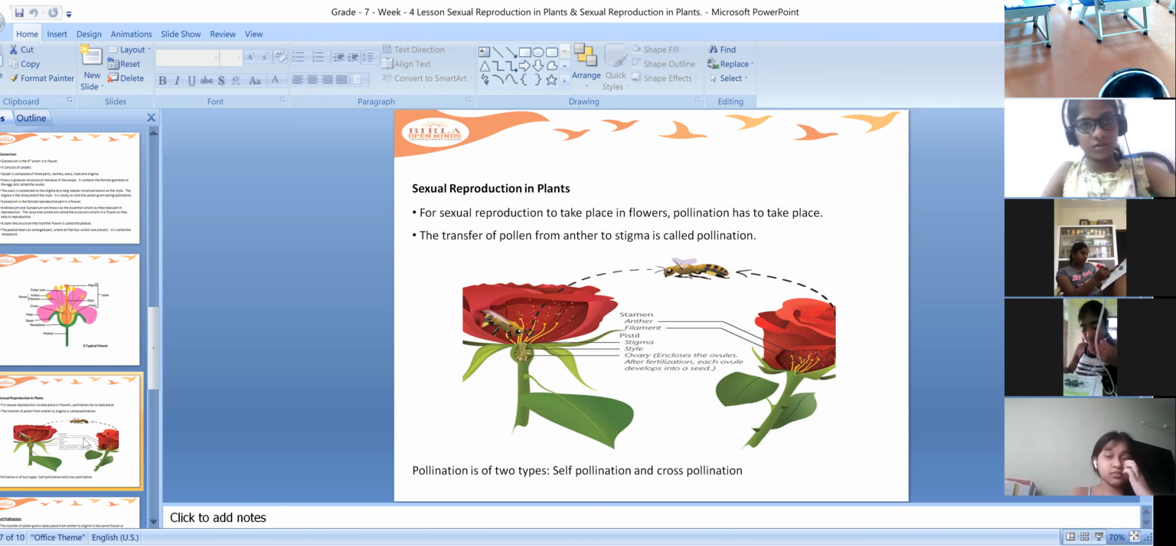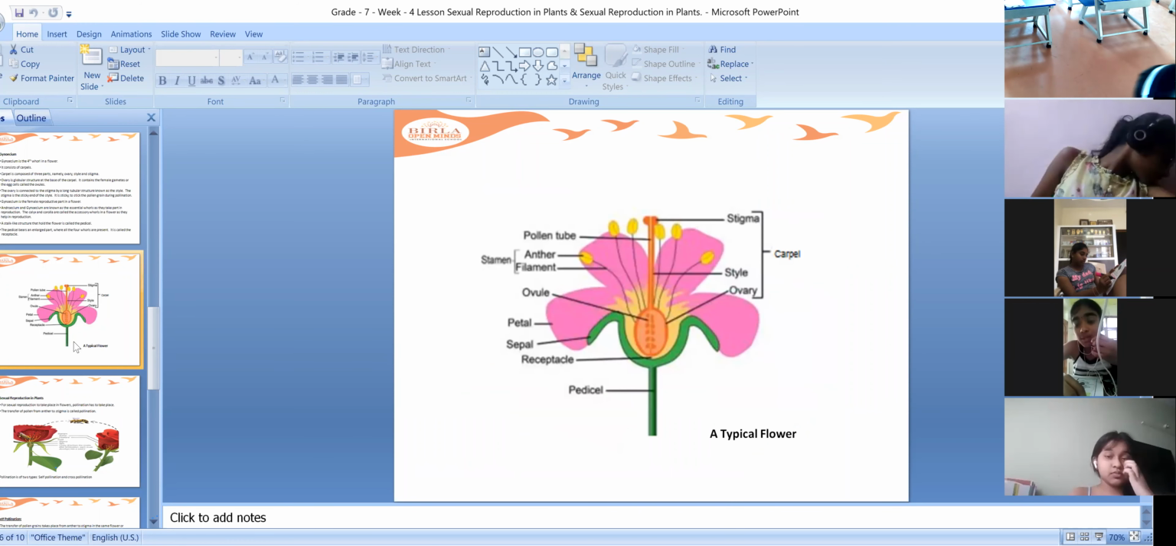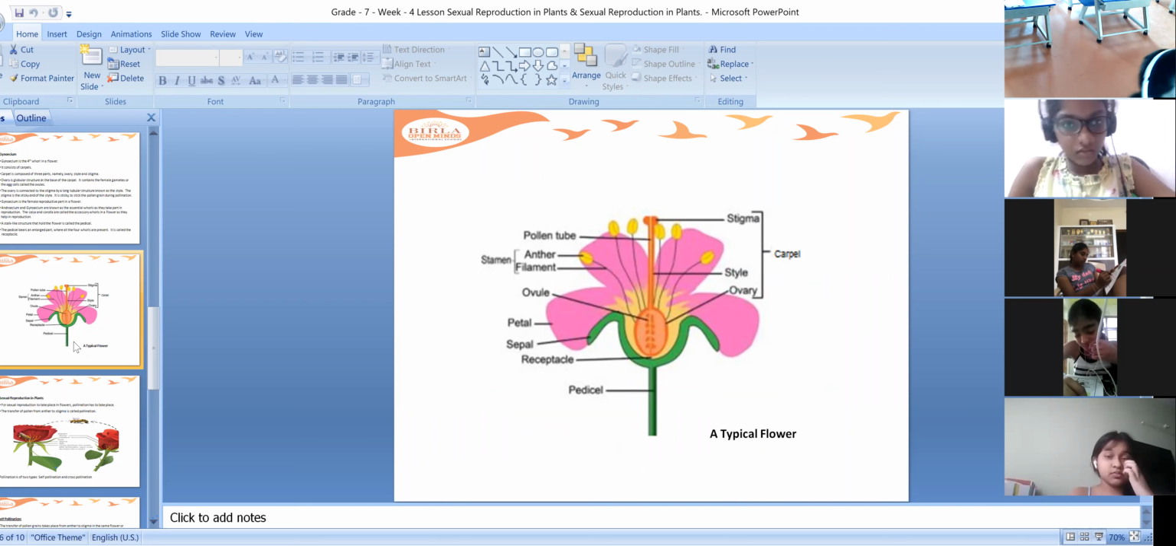Ma'am, your filament and stalk are the same, ma'am? Filament is the thing which bears the anther. Ma'am, not only the carpel, the pedicel also comes under the gynoecium. Yes, even Neha Darshi is asking me whether stalk and filament are the same. Yes. Stalk is also the same because it bears the anther, it bears the pollen grains.